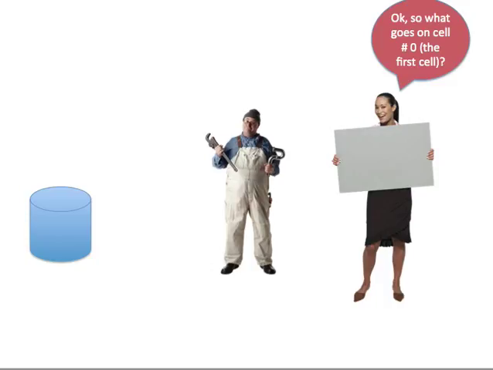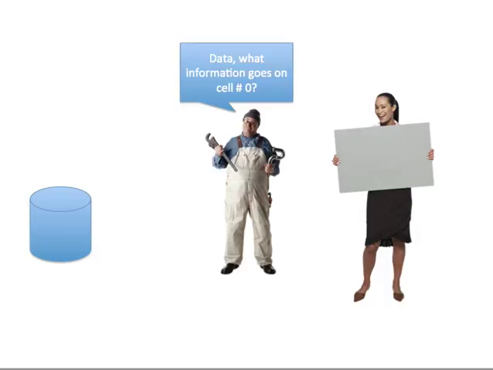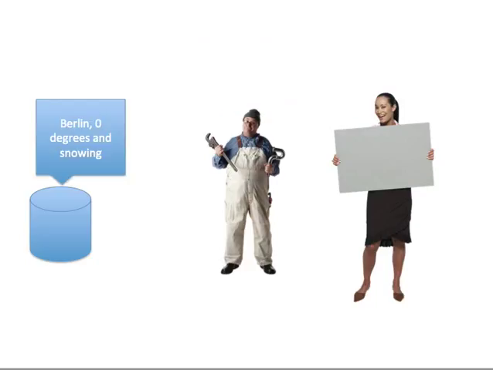So it starts asking what goes on cell number 0, which is the first cell. Again, our adapter data source doesn't know, so it has to ask the actual data. And it asks what information goes in that cell that the view just requested, number 0. And then the data responds, well, Berlin, 0 degrees, and the word snowing.